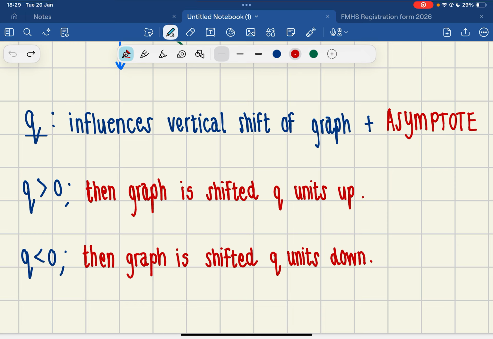Now it's an exponential graph, boys and girls. If you remember, a hyperbola had 2 asymptotes; an exponential has 1 asymptote. We'll deal with the asymptote just now. Now let's really focus on the effect of q, because this will usually be asked to you. If q is positive, the graph has been shifted up. If q is negative, the graph has been shifted down.